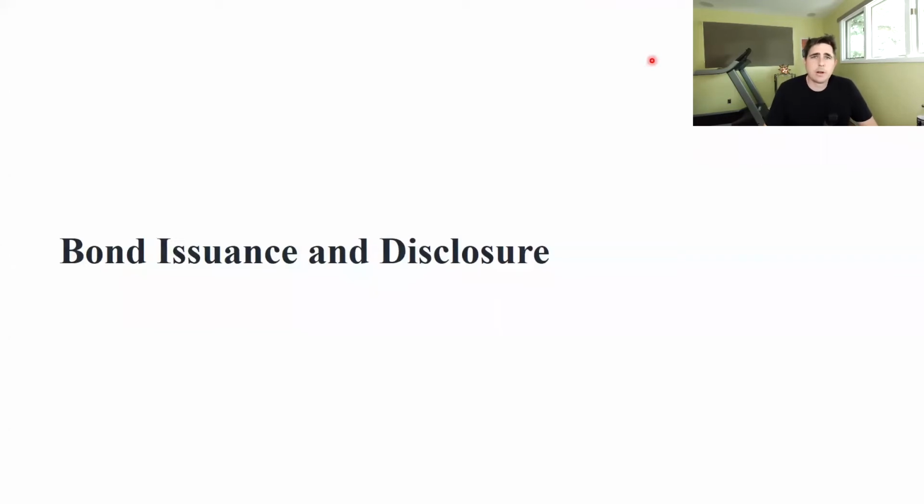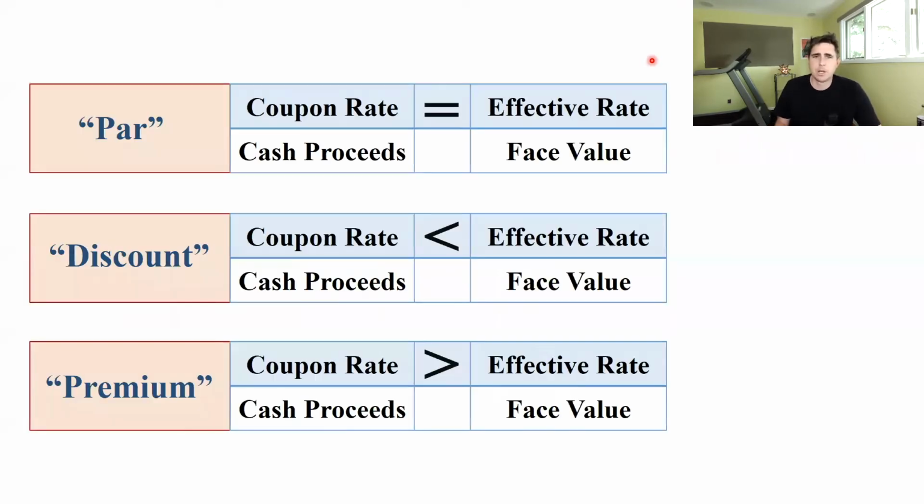Okay, in this video, we're going to talk more specifically about a bond issuance, and then we'll take a look at some disclosures about bonds in financial statements and footnotes. So first, we'll talk about the issuance, and we're going to talk about the difference between par, discount, and premium. These terms matter for accountants because this determines what the book value of the bond is going to be relative to its face value.